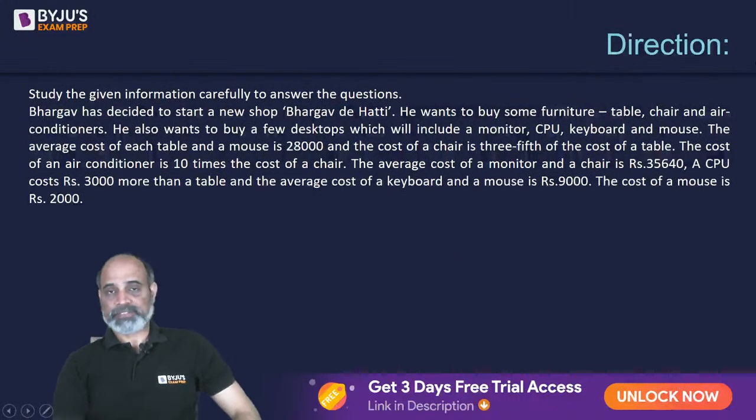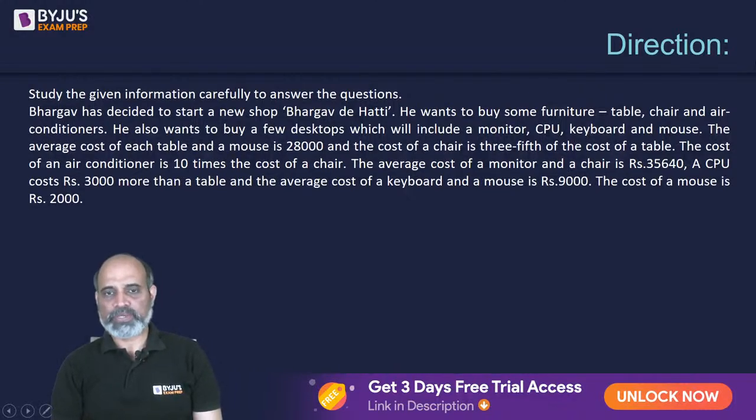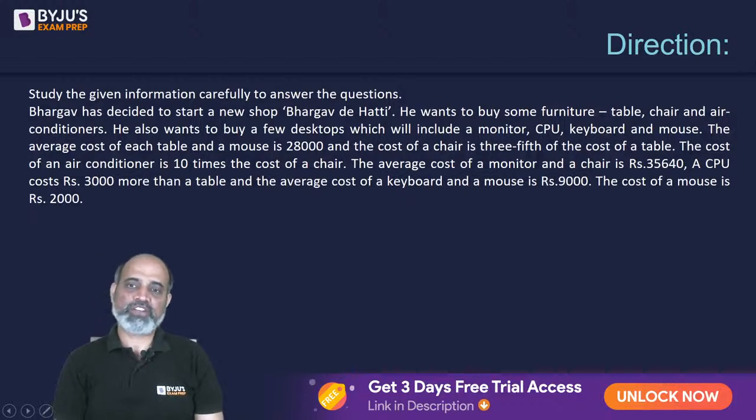Okay, next one. Bhargav has decided to start a new shop, Bhargav Dehatti. He wants to buy some furniture, table, chair and air conditioners. He also wants to buy a few desktops, which will include a monitor, CPU, keyboard and mouse. The average cost of each table and a mouse is 28,000 and the cost of a chair is 3/5 the cost of the table. The cost of an air conditioner is 10 times the cost of a chair.